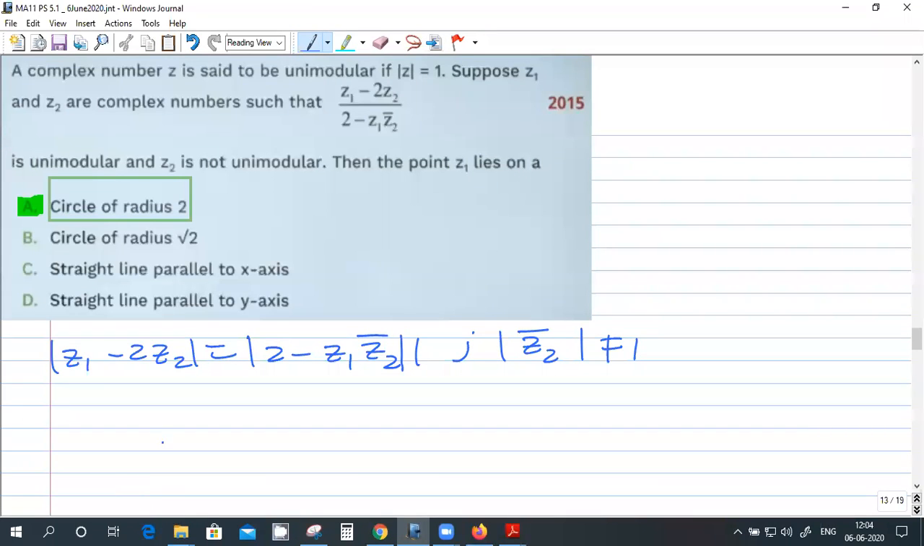Yeah. So how do you do it? So z1 minus 2z2 is equal to 2 minus z1 z2. Okay. And then?